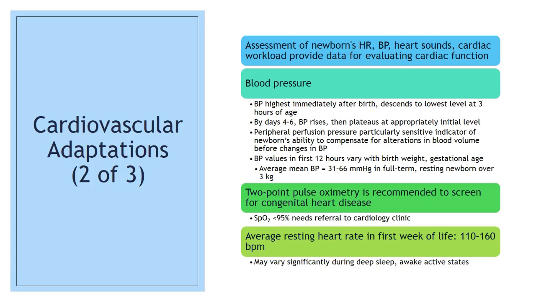Average resting heart rate in the first week of life is somewhere between 110 and 160 beats, and it can vary pretty significantly based upon their activity or based upon the period of reactivity that they're in. So when they're in awake and active states, their heart rate can be much higher than when they are in a deep sleep state.